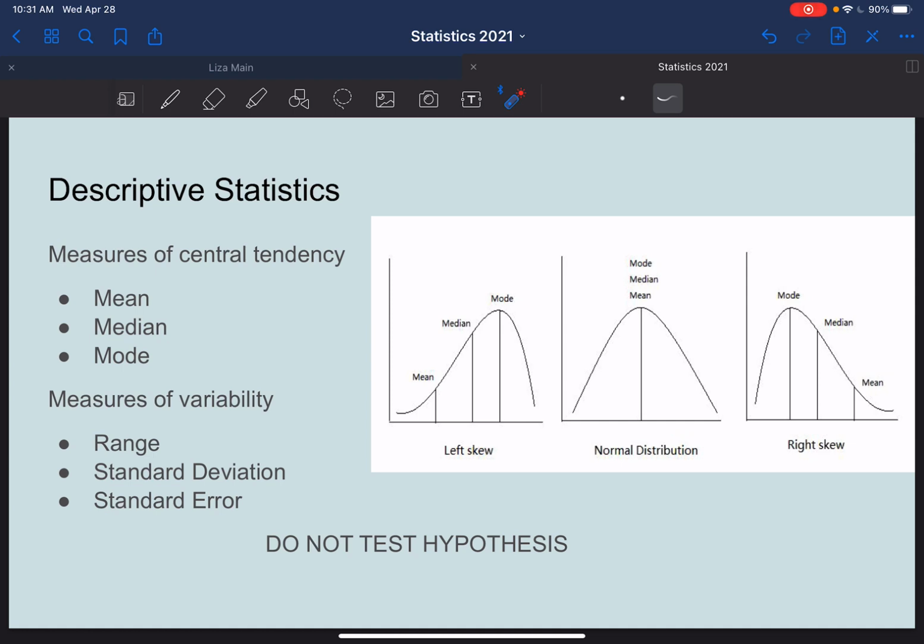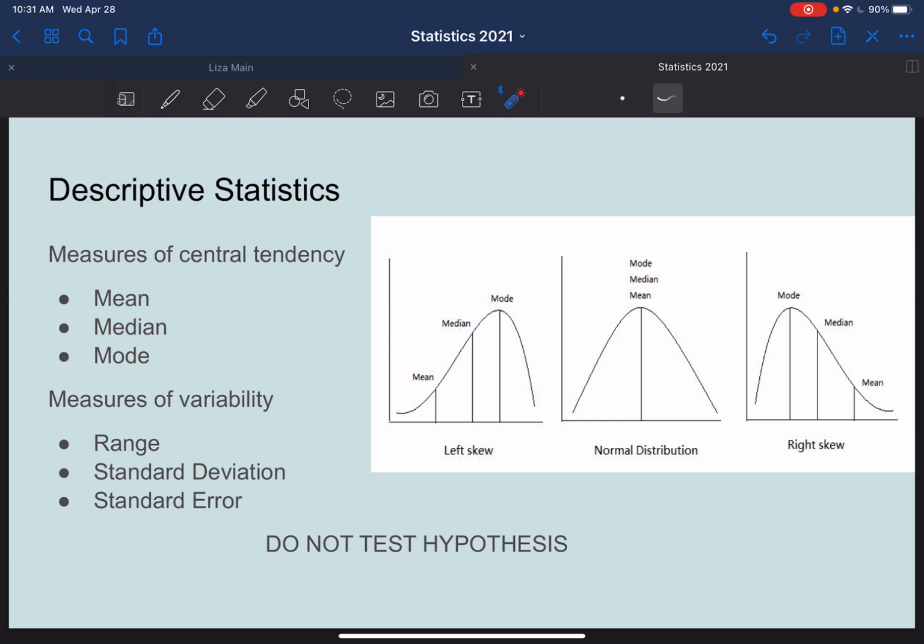Then there's also measures of variability. So all of these things describe the data set. What's the average, what's the mean, what's the median. But variability tells you how wide it is. Range is probably the simplest one. It's from here to here. Standard deviation tells you how far off mean you are. Standard error takes into account sample size and is, of course, Ms. Baskin's favorite.